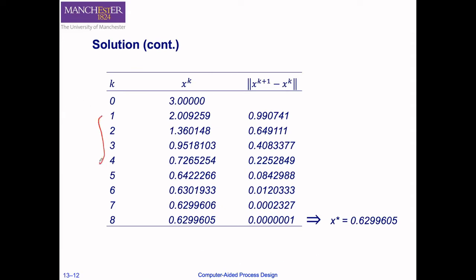We do several iterations, and we get different values for x, and the difference between the points at two successive iterations. From this table, we can see the x value at iteration 7 and iteration 8. They are very close. The difference is this one, which is less than or equal to the specified tolerance. Then we can stop here and we find the optimal solution for the function f(x).